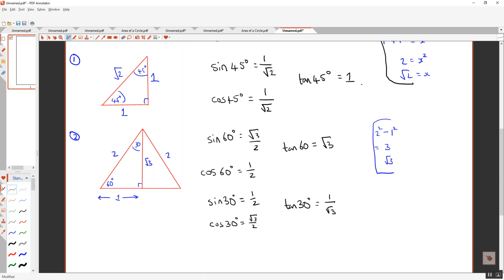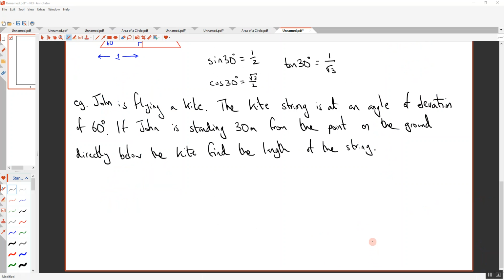Let me just stop this for a sec. Alright, so John is flying a kite. The kite string has an angle of elevation of 60 degrees. If John is standing 30 meters from the point on the ground directly below the kite, find the length of the string. Now, any type of trig question, okay? You see 60 degrees, 30 degrees, 45 degrees, whether it's calc or non-calc, you should be thinking exact values, okay? You should be thinking of these values that we have just done, okay?